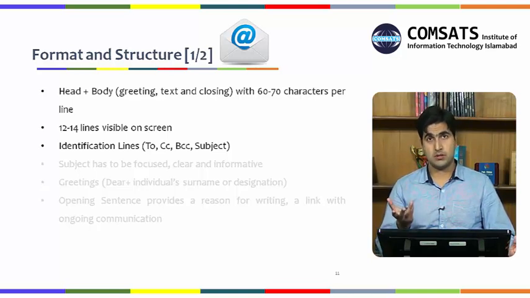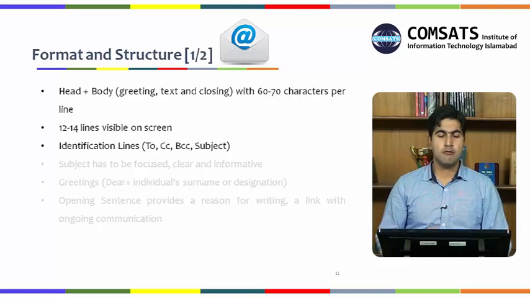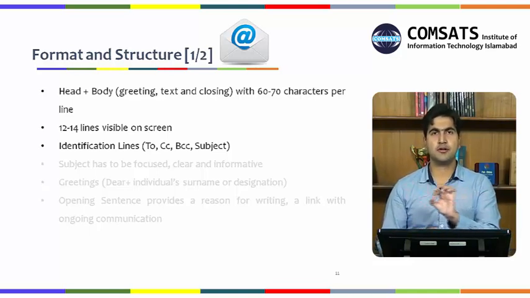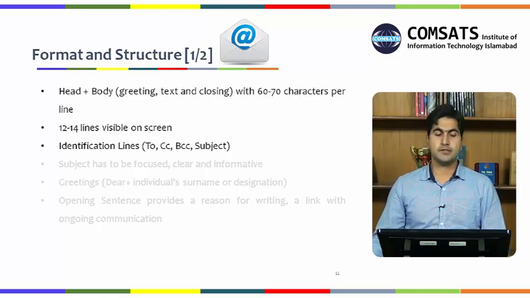To, referring to the receiver. Then the CC, carbon copy, to whom copies will be sent via email. Then BCC, the blind carbon copy, which means the person can view the email, but no one else who is placed in To would know that there is anyone else who is also receiving it, because the person placed in the blind carbon copy is not visible to anyone in To and CC. And then you have to place the subject matter as well. From is not there because you are the one writing, so you do not have to mention it. It is automatically generated that the email is coming from this email ID with your name. So From doesn't come here within the identification lines.